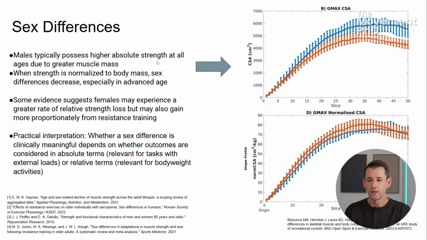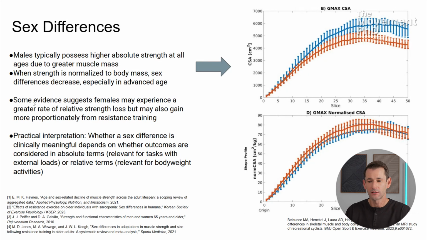Sex differences in strength. Males typically have a higher absolute strength across all age groups, but it's just a size thing. When you normalize muscles to the body mass, the differences go away, especially in the lower extremity. This graph shows you glute max cross-sectional area just as a whole muscle. When you normalize it for the cross-sectional area of the glute max, it changes to where this is not a significantly different graph. So what it means here is that muscle is muscle. It only differs in the amount of muscle.